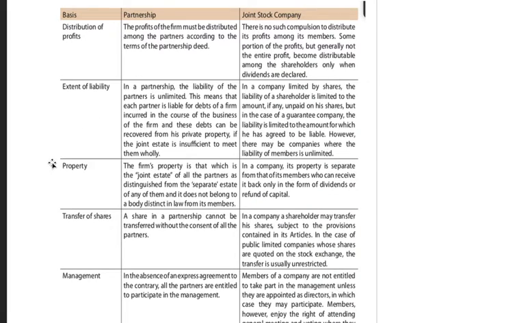Property. The firm's property is that which is the joint estate of all the partners, as distinguished from the separate estate of any of them, and it does not belong to a body distinct from its members. But in the case of a joint stock company, its property is separate from that of its members, who can receive it back only in the form of dividends or refund of capital. This is another distinguishing feature between a partnership and a company.